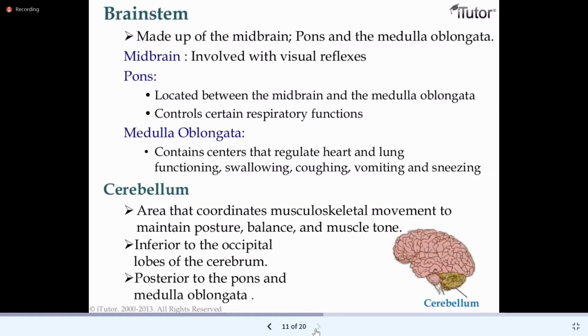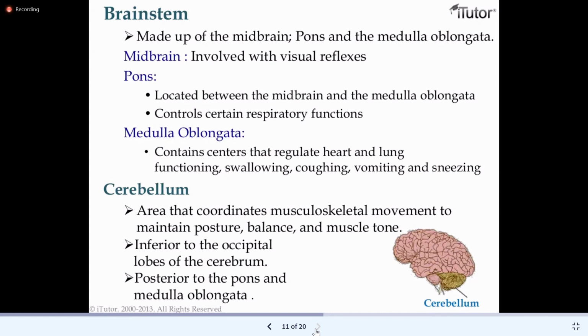The brain stem is made up of the midbrain, the pons, and the medulla oblongata. The midbrain is involved in visual reflexes.